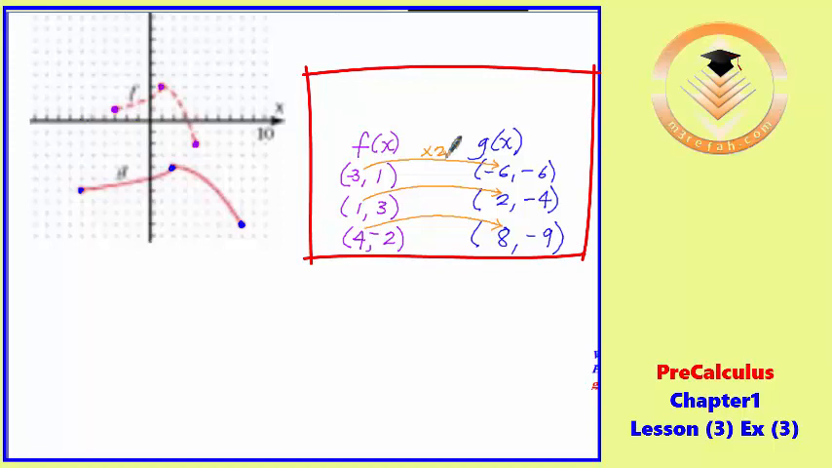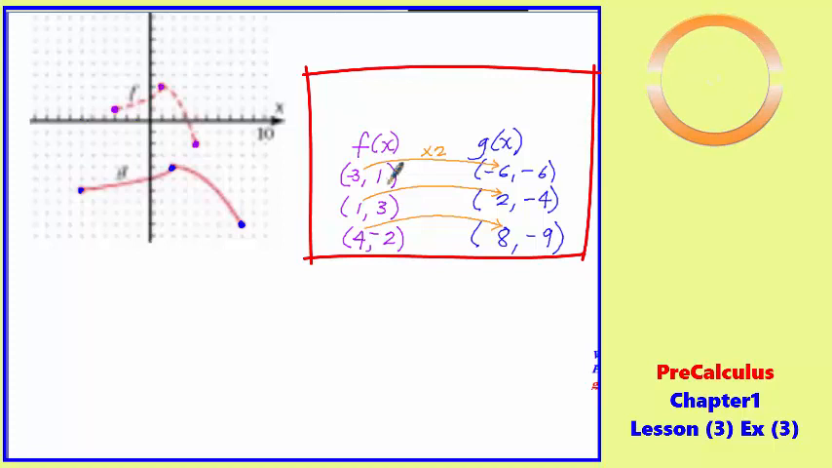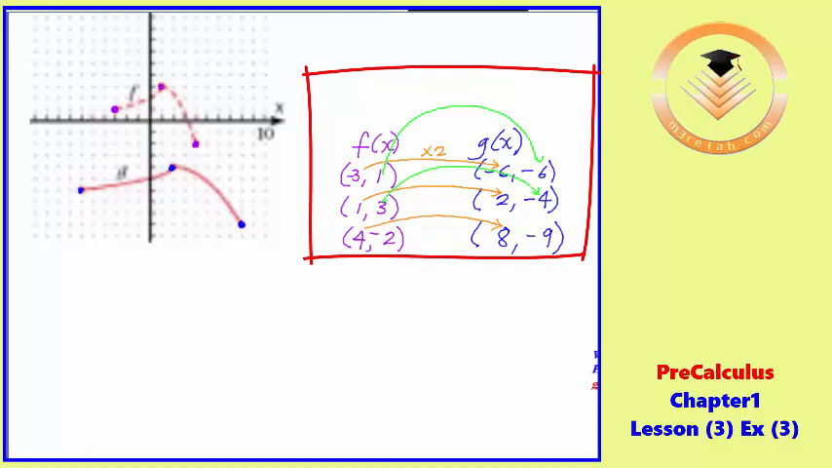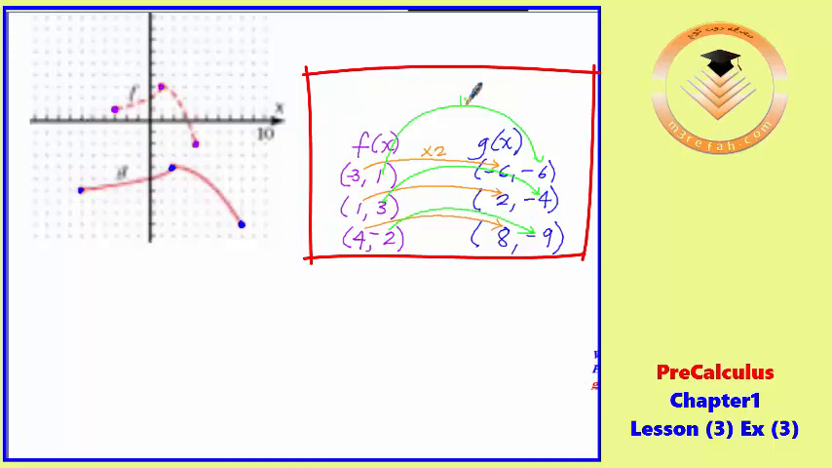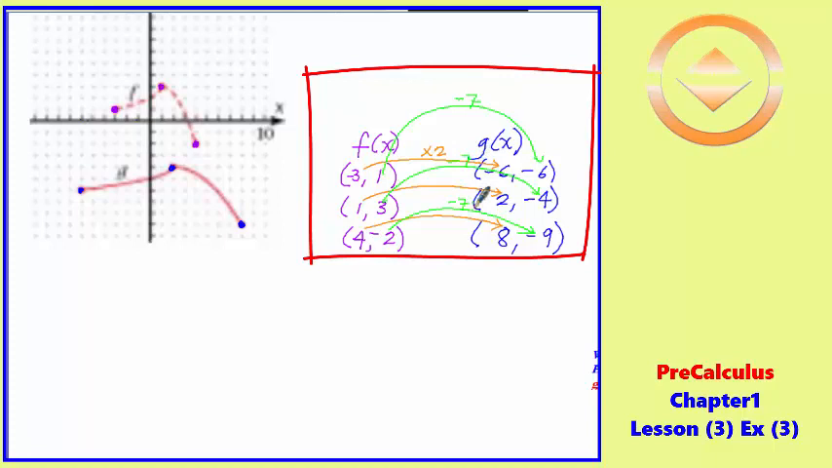Now for the y coordinate, from 1 it became negative 6. From 3 it became negative 4. And from negative 2 it became negative 9. So if we take a look closely, there is a dilation on the x, and we have a translation on the y. By what factor? This is translated by a factor of 7 downward. So it's negative 7. Negative 7. This is negative 7 also.